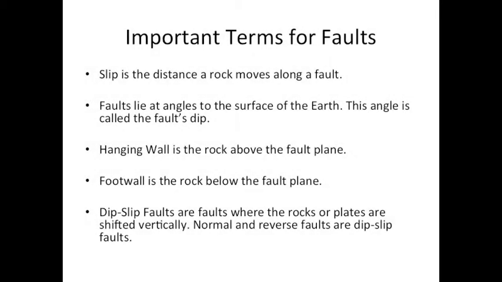Here are some important terms for faults. The slip is the distance a rock moves along a fault. Faults lie at angles to the surface of the earth. This is called a dip. Hanging wall is the rock above the fault plane. Footwall is the rock below the fault plane. Dip-slip faults are faults where the rocks or planes are shifted vertically.